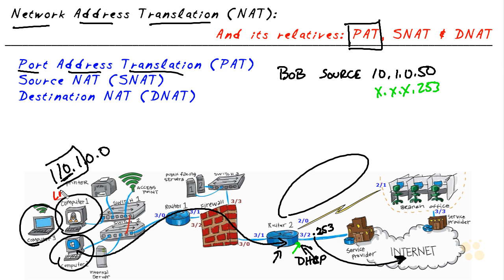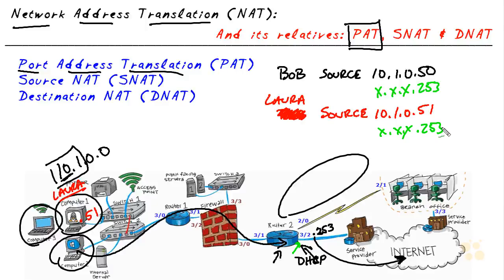Now, what about another user like Laura? Let's say Laura is sitting at computer number 1. She also wants to go out to the internet. Let's say she has the IP address of .51. So Laura's source IP address is 10.1.0.51. And once again, the router, if we're using PAT, will change that source IP address and change it to the first 3 octets of whatever is on this interface, .253. So Bob and Laura's traffic, as it goes out to the internet, are both going to appear as if coming from .253.